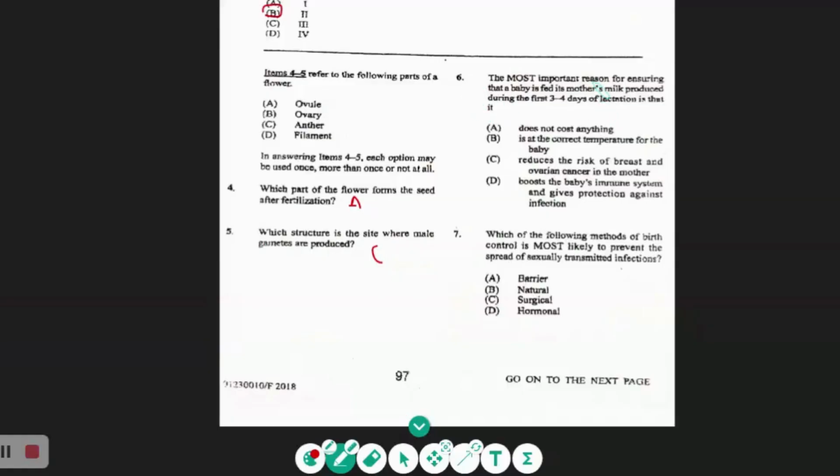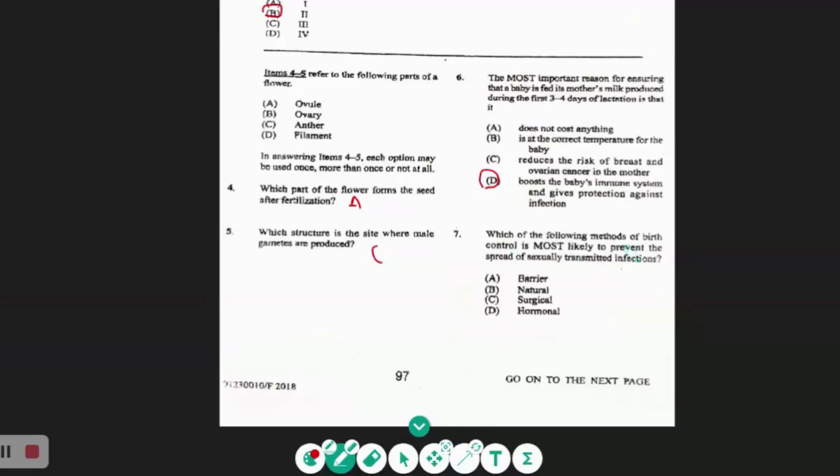The most important reason for ensuring that a baby is fed its mother's milk produced during the first 3 to 4 days of lactation is that it... What's the reason? Remember, with this, we're talking about immunity here. So it boosts the baby's immune system and gives protection against infection.